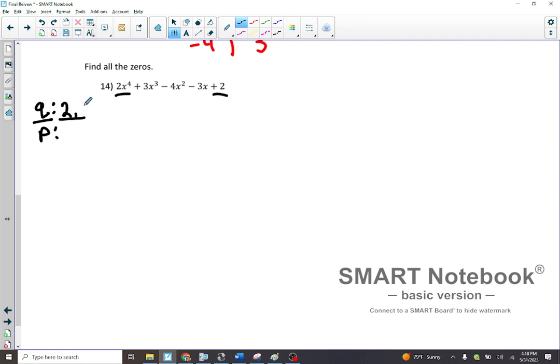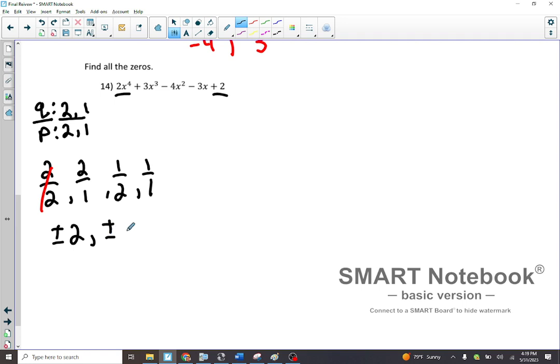So it was 2 and 1, and this was 2 and 1. So you make all the fractions: 2 over 2, 2 over 1, 1 over 2, and 1 over 1. You remember, cancel out anything that's repeated. In this case, 2 over 2 and 1 over 1 is the same thing. So your possible answers could be positive negative 2, positive negative a half, positive negative 1. These are your possible answers.